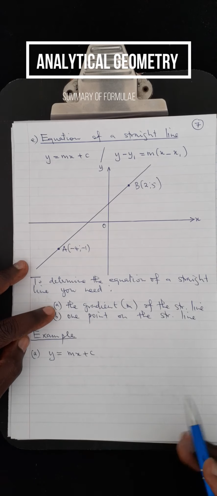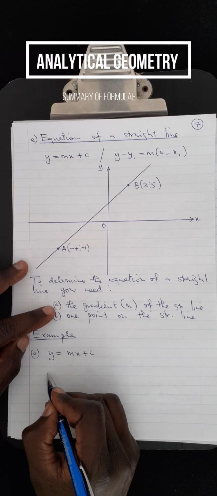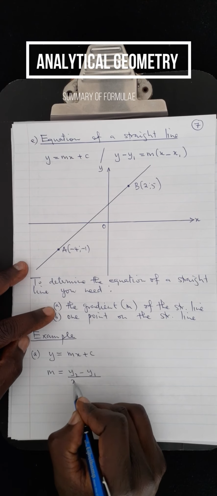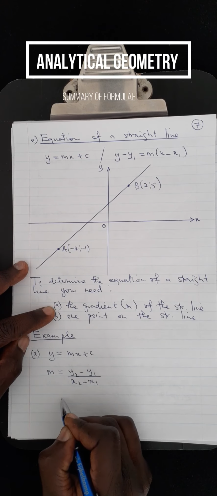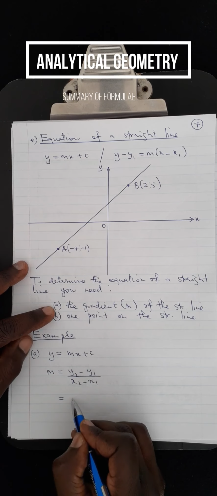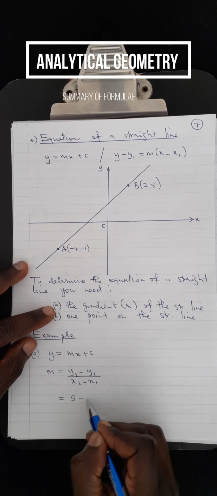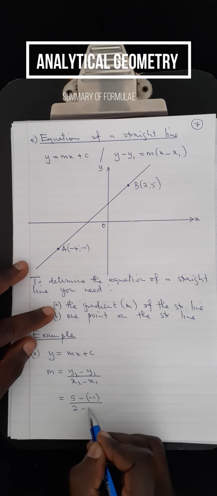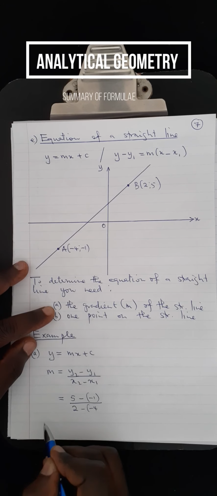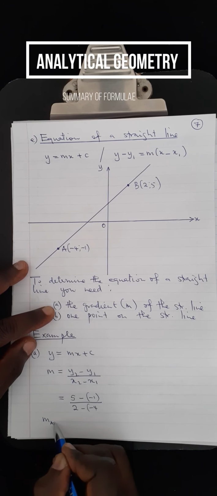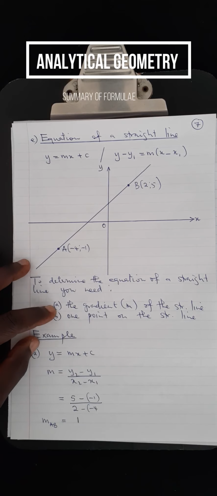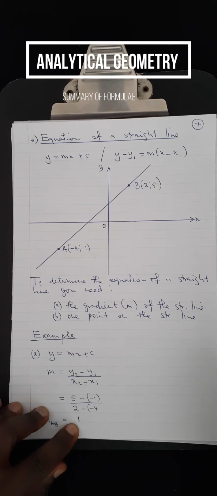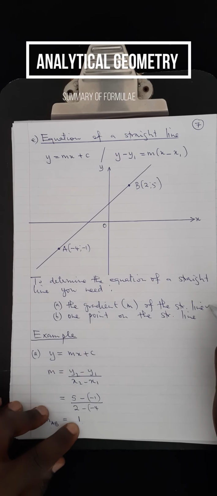Okay, so we know the gradient of a straight line is y2 minus y1 over x2 minus x1. We have done this one, which is 5 subtract negative 1 over 2 subtract negative 4. We have calculated that as 1. So our gradient is 1. So we can tick here. We know the gradient is 1.